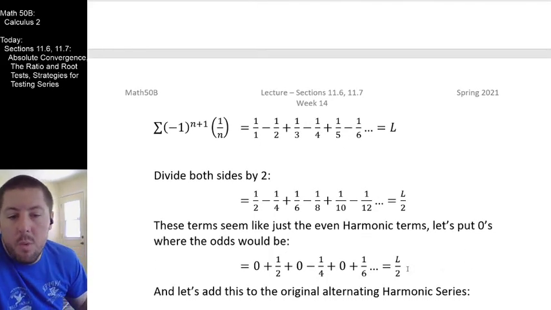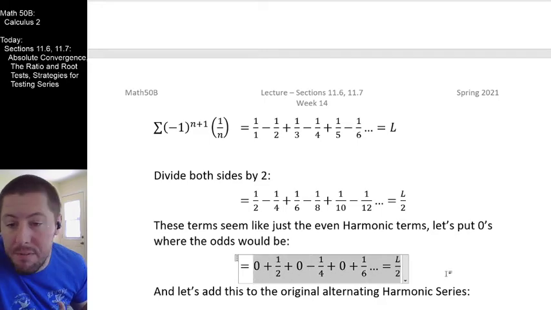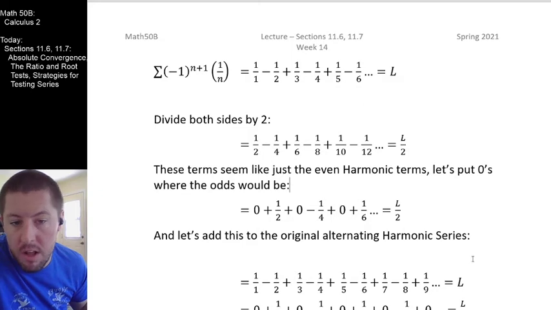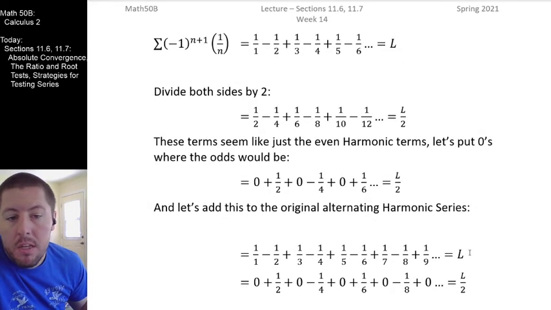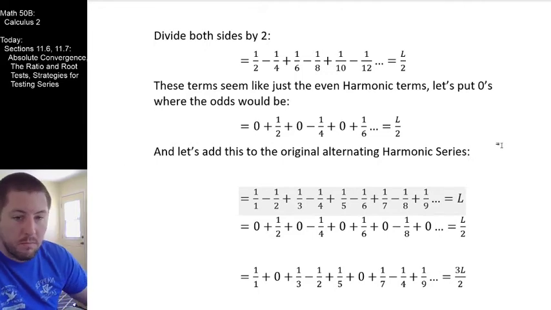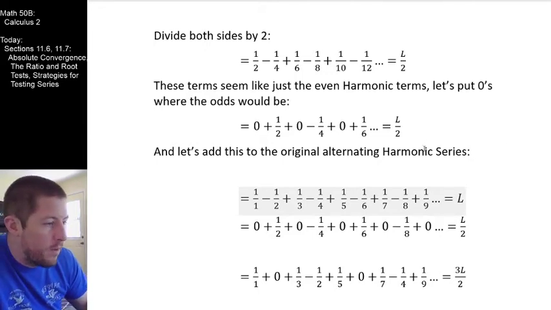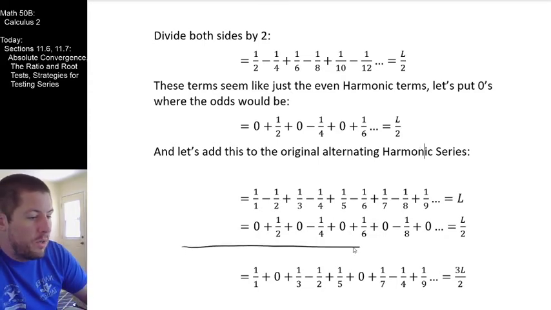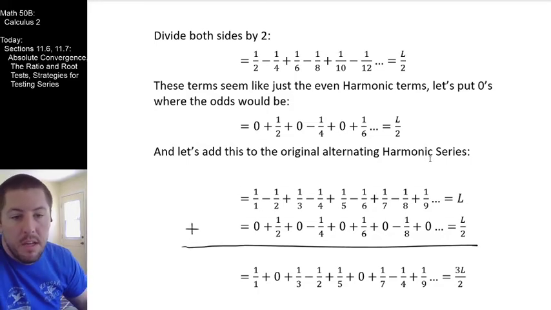Now what we're going to do is take this, the half of the alternating harmonic, and add it to the original alternating harmonic, right? So all I'm doing is setting up an addition problem right here. There we go. So all I'm doing here is saying, let's just do addition. I'm adding together this equation on top and this equation on bottom to get this overall equation down here.